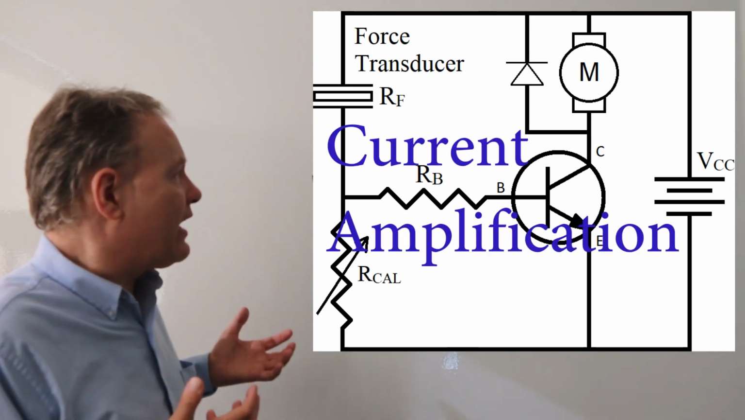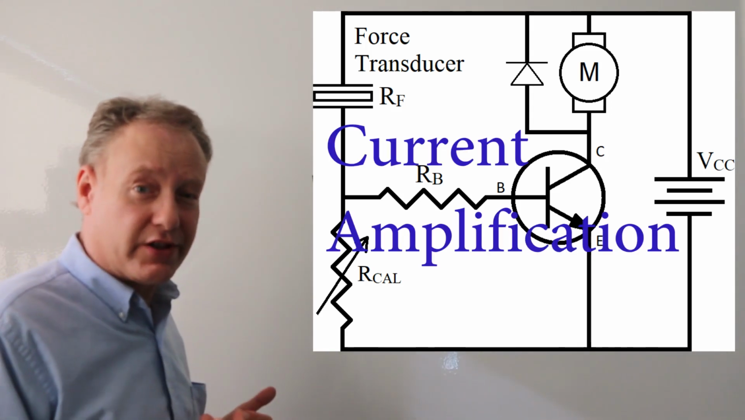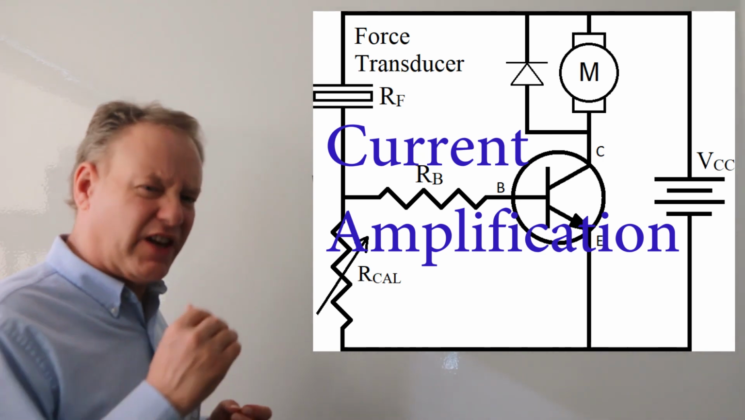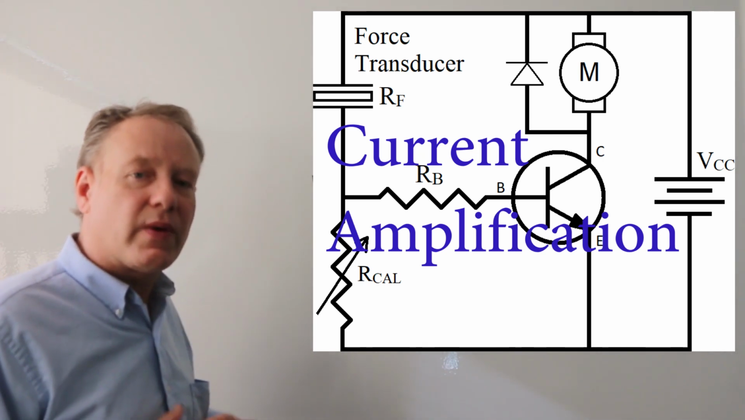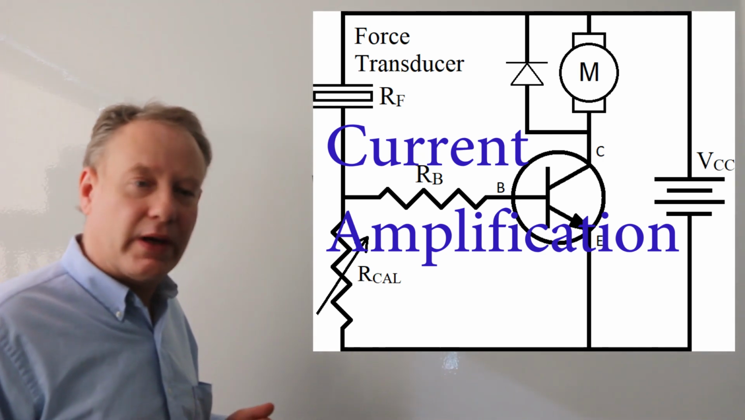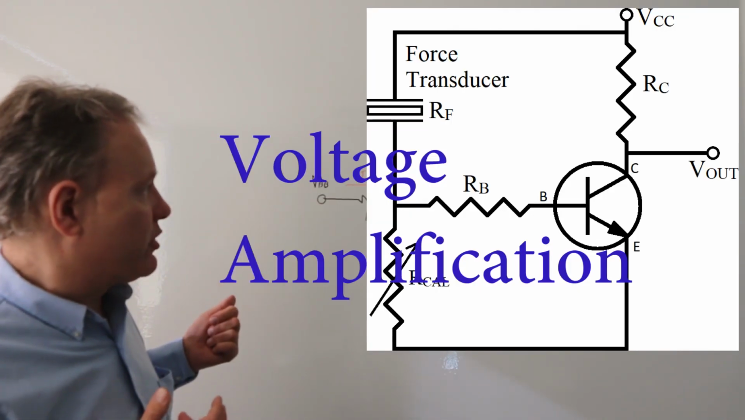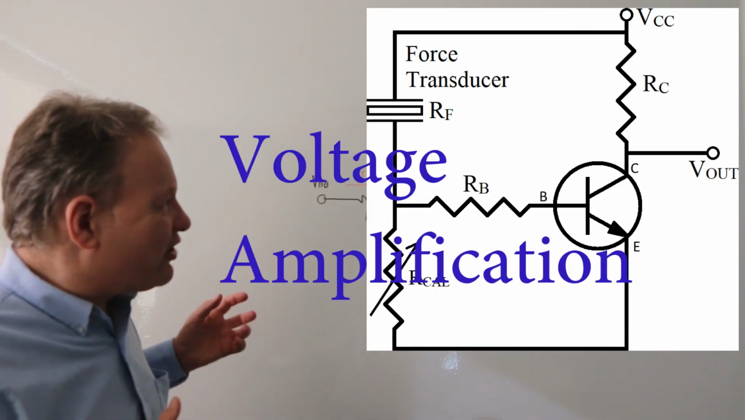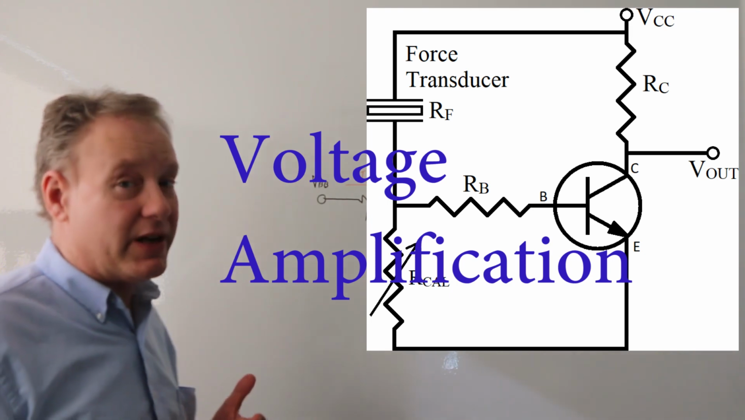One is where we take a sensor like this, which is a force transducer, and we're actually controlling the current going through that motor. Yeah, so we're amplifying current. Or we can actually amplify voltage. So in that case, the circuit looks a little different, but really it operates in the same way.